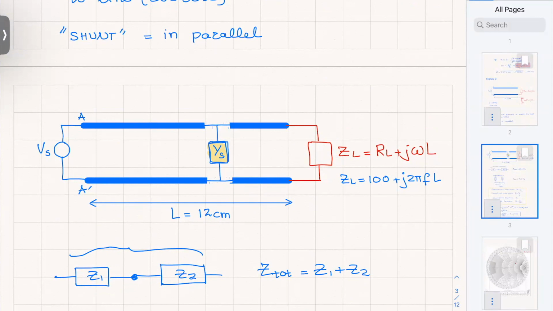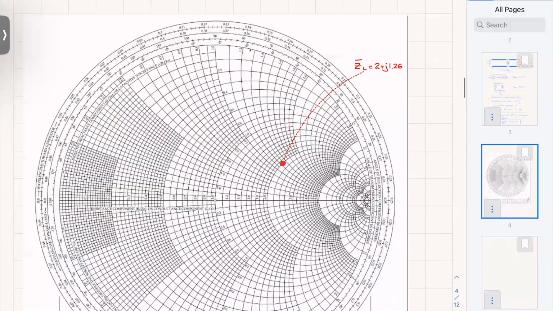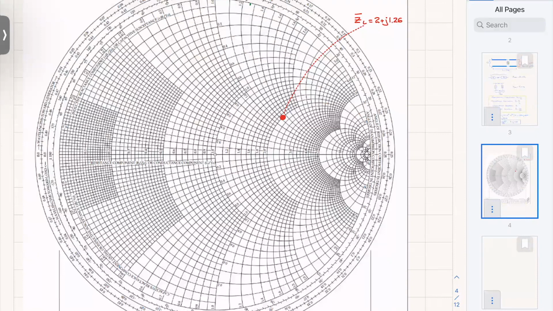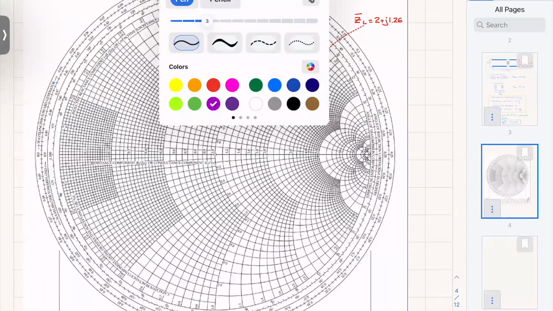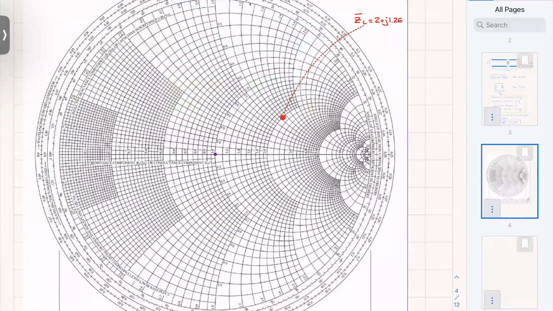And before I do anything, I know this is an impedance, but because I'm gonna add an admittance in parallel, I don't wanna work with impedances. I wanna transfer from impedance to admittance as fast as possible. How do we do that? We draw the transmission line circle, okay? Which has its center here and goes through my load. So it's gonna be this circle.